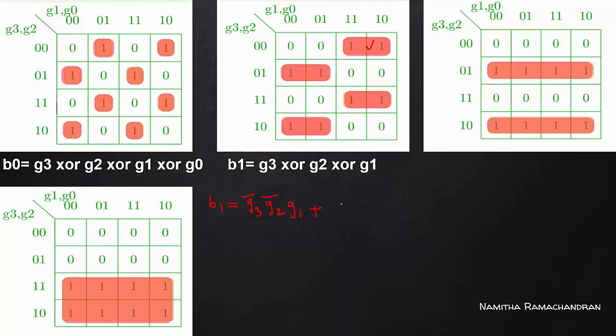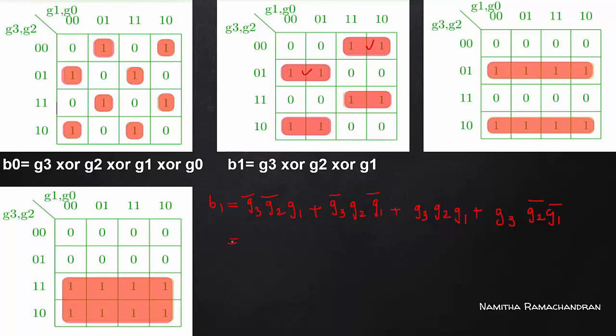Next, for the second group, here it is G3 complement, G2, then G1 complement. Next is the third group: G3, G2, G1. Next, for the last group: G3, G2 complement, then G1 complement.